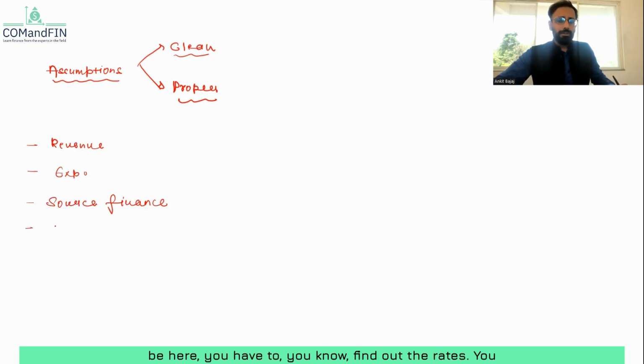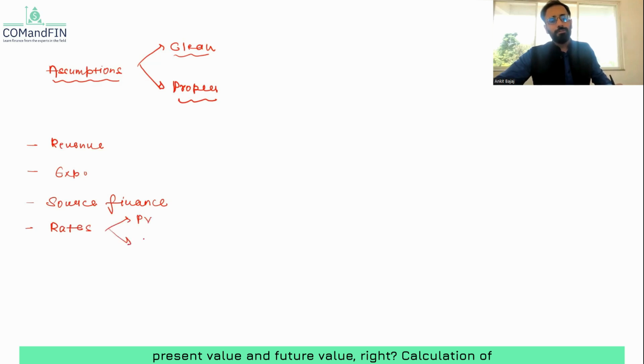Then the next step will be here. You have to find out the rates. You have to find out the rates for calculation of present value and future value, right? Calculation of present value and future value. You have to find out the growth rate. So all these things, you have to forecast, right? You have to create assumptions for these line items.